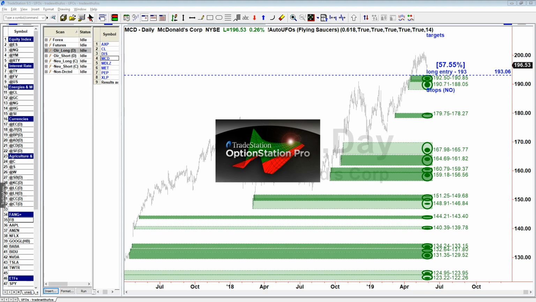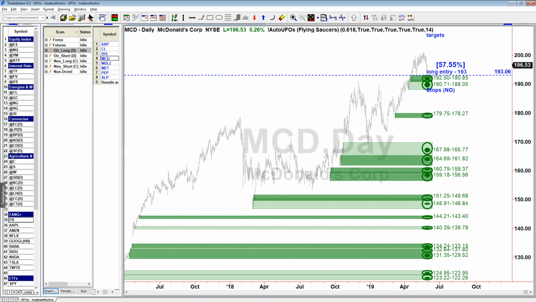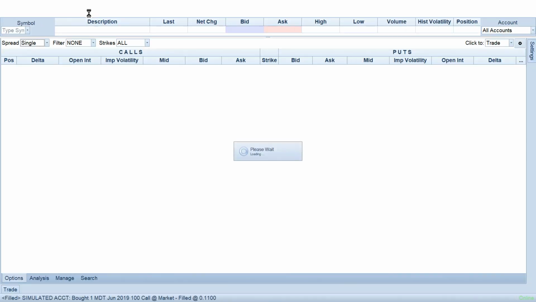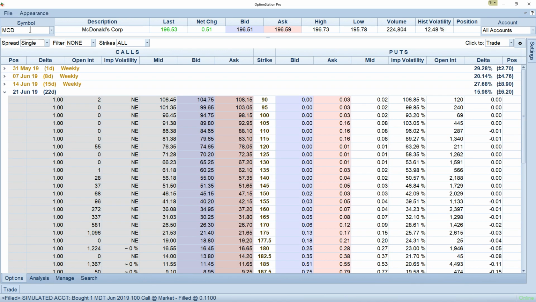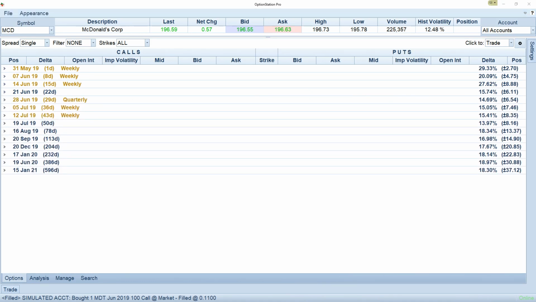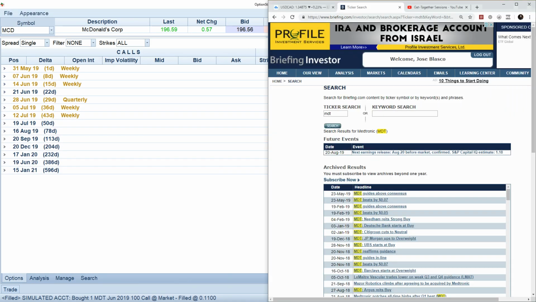Okay, so reloading here, Option Station Pro. Good, so we need to look at McDonald's. And next question based on the rule that we have is which expiration date, and the expiration date will be set by the earnings reports and the TTT, correct?